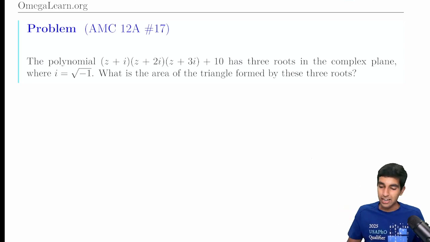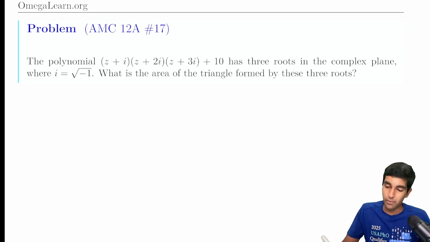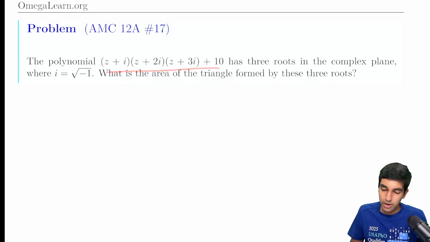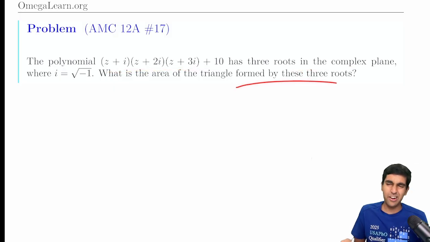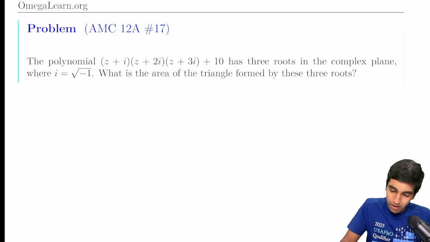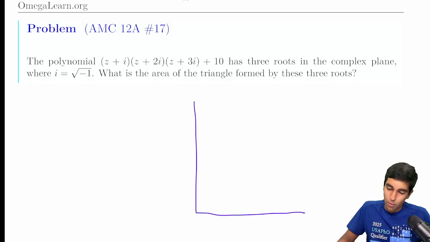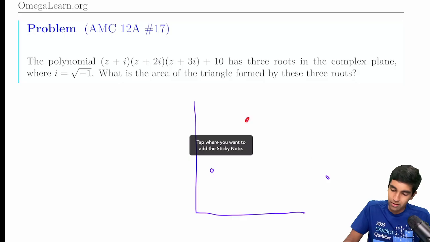Number 17. Okay, this problem seems really daunting. We have this polynomial, 3 roots in the complex plane. What is the area of the triangle? What? How are we possibly going to figure that out? We have these 3 points, these roots, and then we're trying to find this area. Like, how are we going to, first we have to figure out the roots.